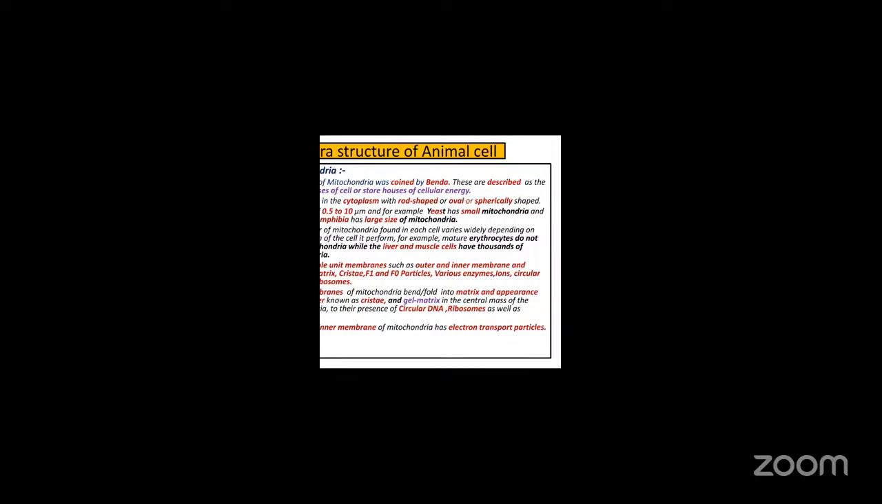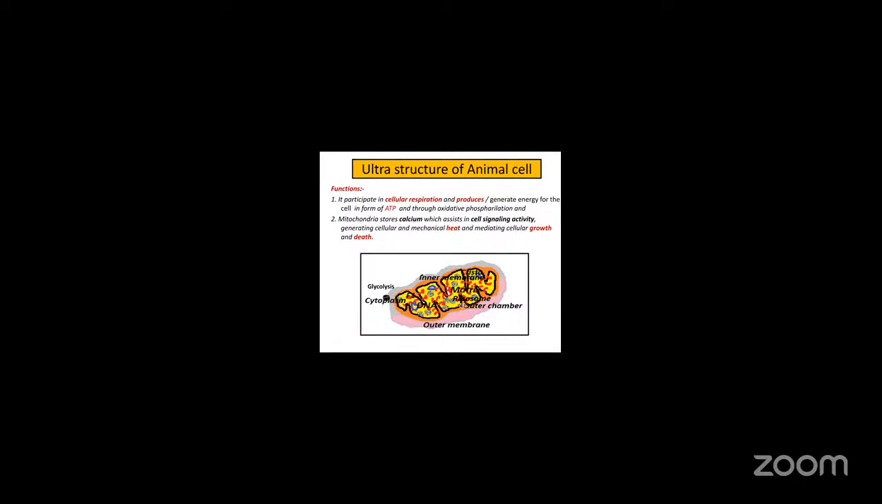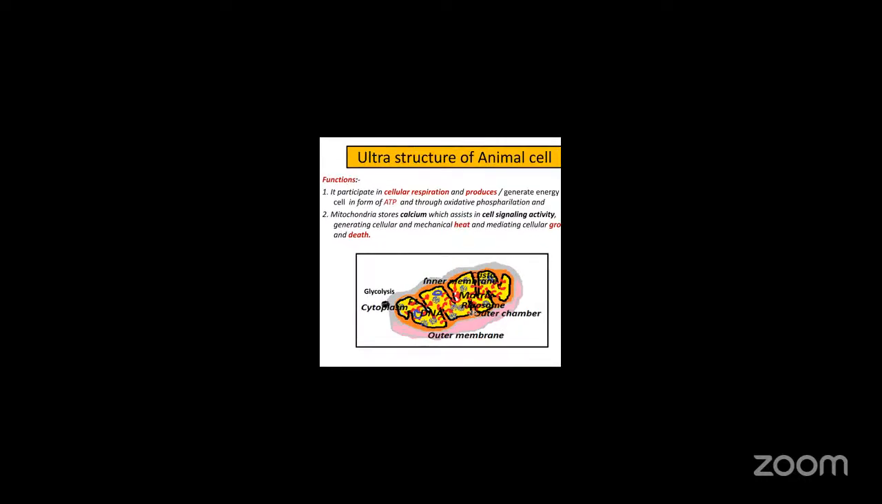The outer and inner membrane of the mitochondria have the electron transport particles, which are in the form of F1 and F0. So this is about the mitochondria. I think this also we have discussed last time. So this is the ultrastructure, and the functions: it participates in cellular respiration and generates energy in the form of ATP through oxidative phosphorylation.